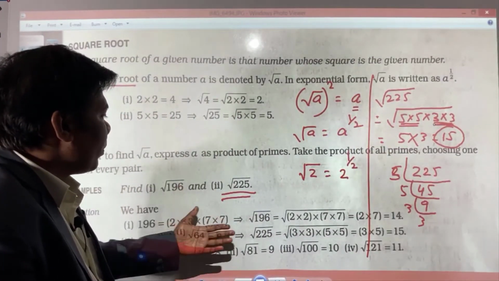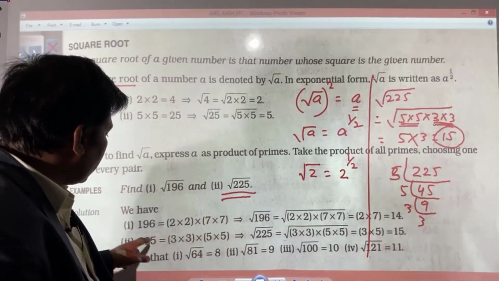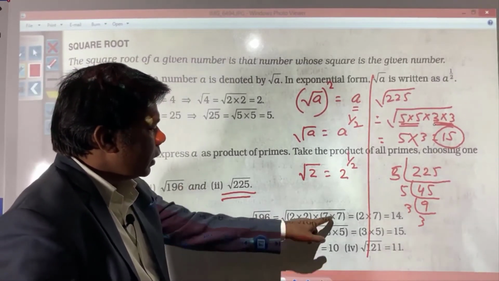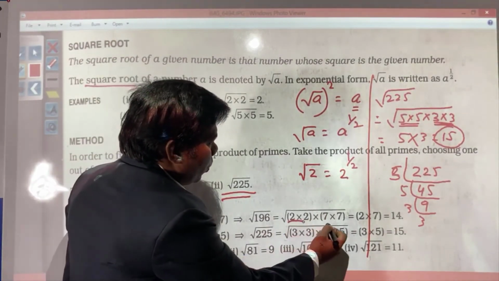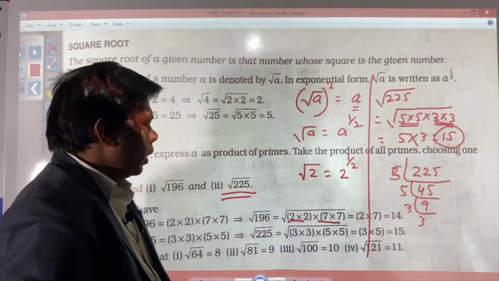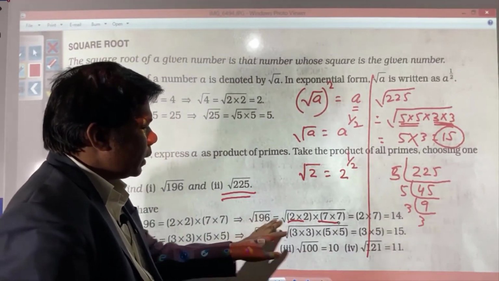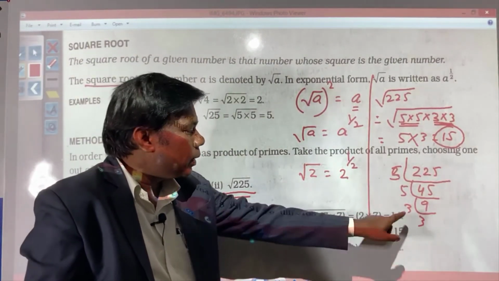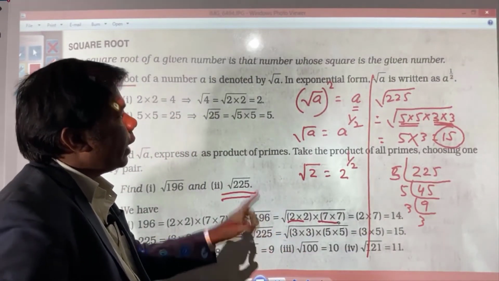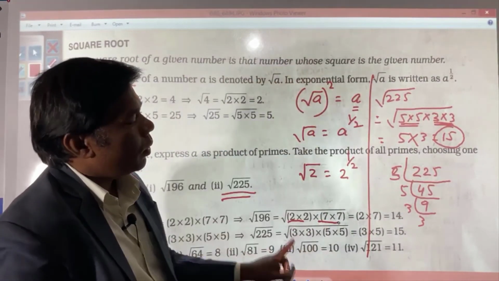So any other examples also can be taken again. Here you see 196 also has been given. If I write this, you will get these. And pairs you are getting 2 7s. So 2 7s are 14. So 14 you have got. Root under 196 is equal to 14. It also means if you are squaring 14, you will get 196. The same thing has been written over here.